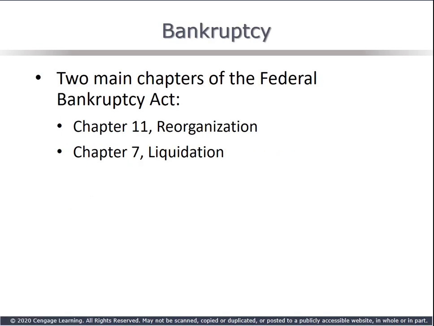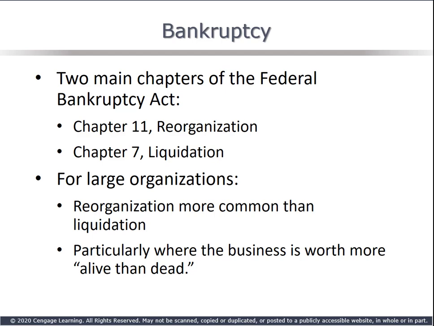Coupon payments and the repayment of the principal are contractual obligations of the issuing firm. If the firm does not make the scheduled coupon payments on its debt, the bondholders can force the firm into involuntary bankruptcy. There are 2 chapters of bankruptcy. Chapter 11 is reorganization, Chapter 7, liquidation. Reorganization is more common for large corporations who can show they are worth more alive than dead.